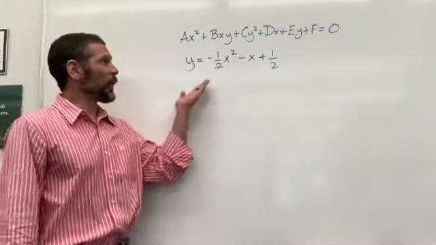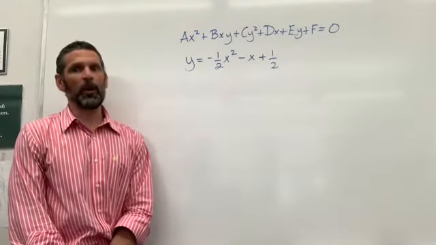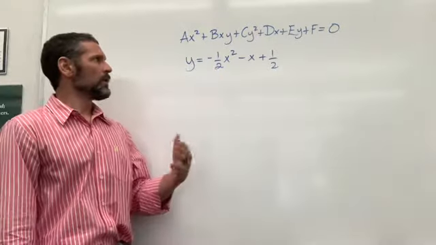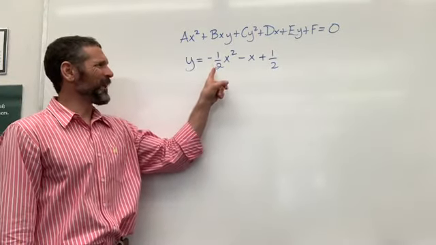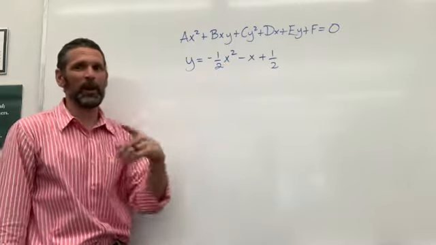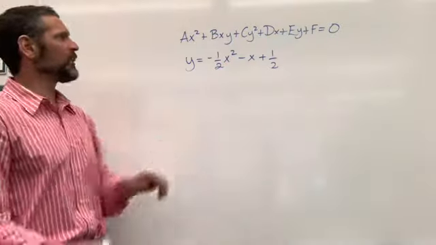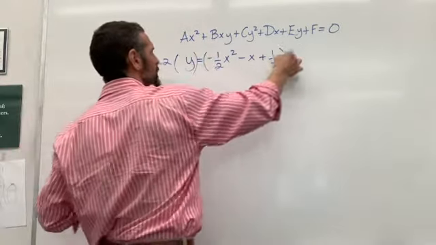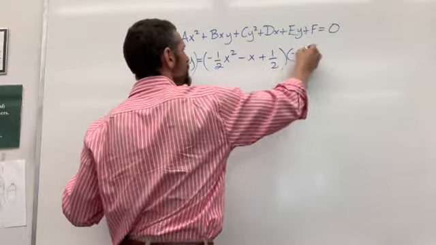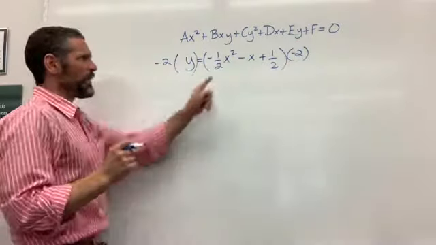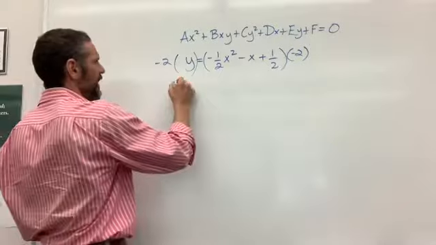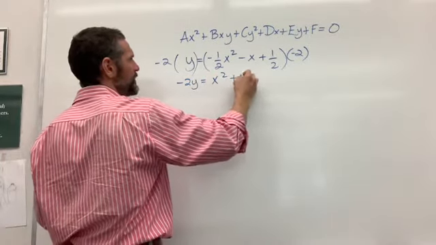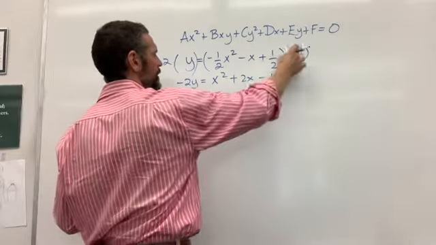If I'm given an equation like this and asked to put it in standard form of a parabola, the first thing I want to do is try to complete the square. Notice, if I'm going to complete the square, my coefficient of my quadratic term must be 1. It's negative 1/2. So if I multiply both sides of this equation by negative 2, then my coefficient of the x squared term will become 1. And I'll have negative 2y is equal to x squared plus 2x minus 1.